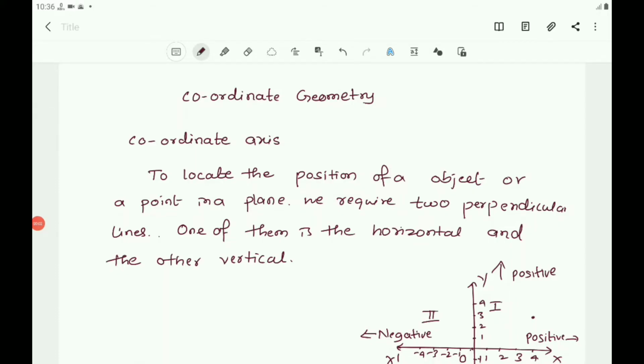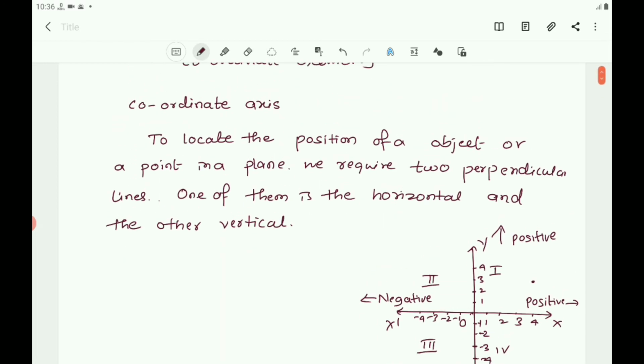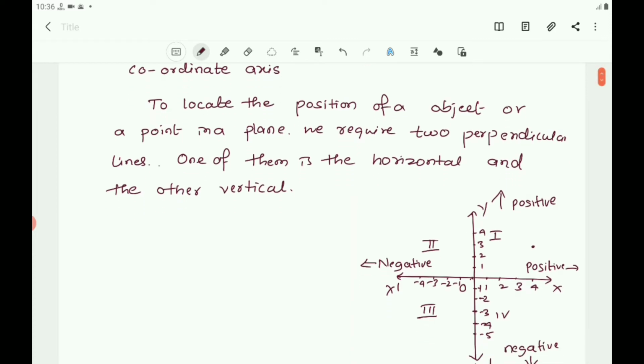Children, now let us start the chapter Coordinate Geometry. To locate the position of an object or a point in a plane, we require two perpendicular lines. One of them is the horizontal line and the other is the vertical line, and the system is called the coordinate system. Combine both the lines in such a way that the two lines cross each other at their zeros or origins.